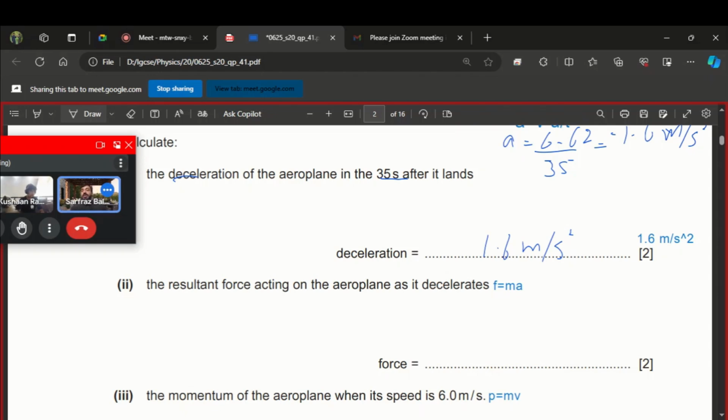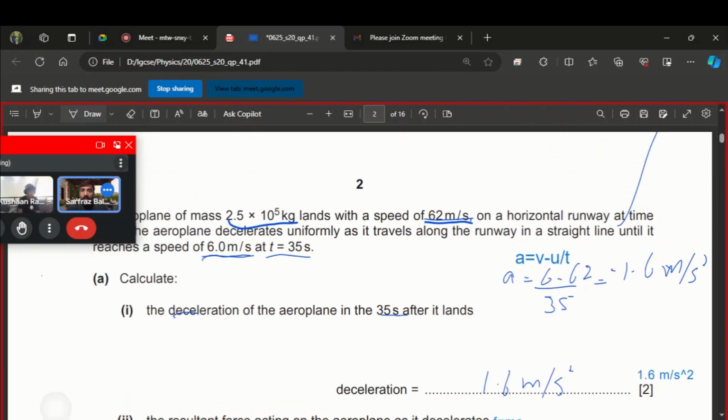Next question says the resultant force acting on the aeroplane as it decelerates. We have to calculate resultant force. Which formula will we use for resultant force? F equals ma, Newton's second law. Very good. Here we have calculated a, and m for the aeroplane was given in the question, which is 2.5 times 10 raised to the power 5 kg.